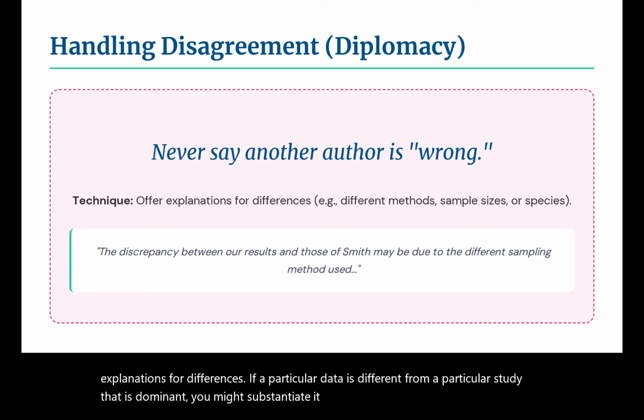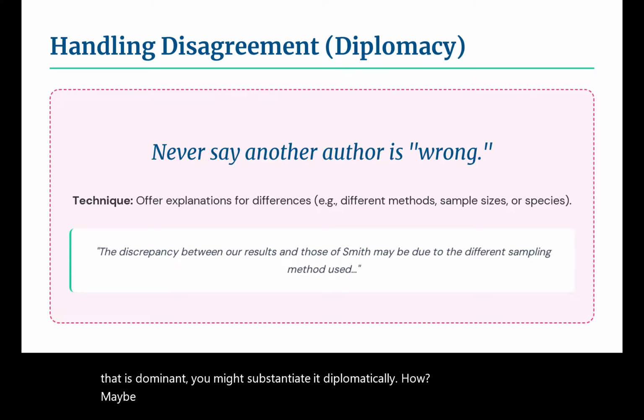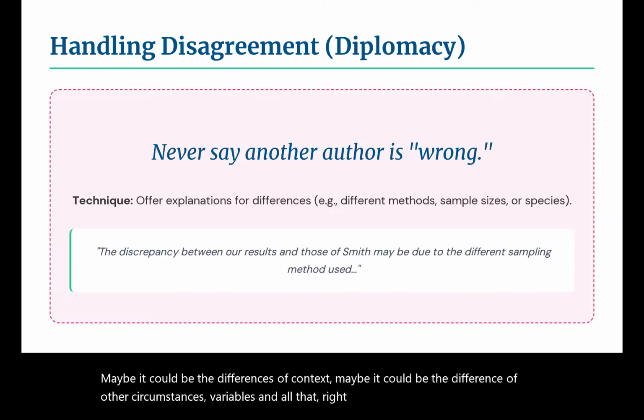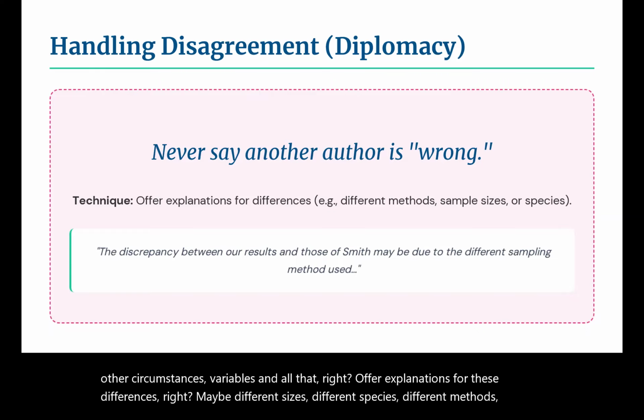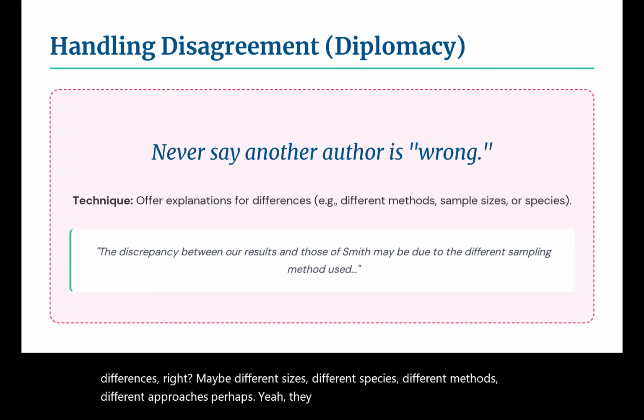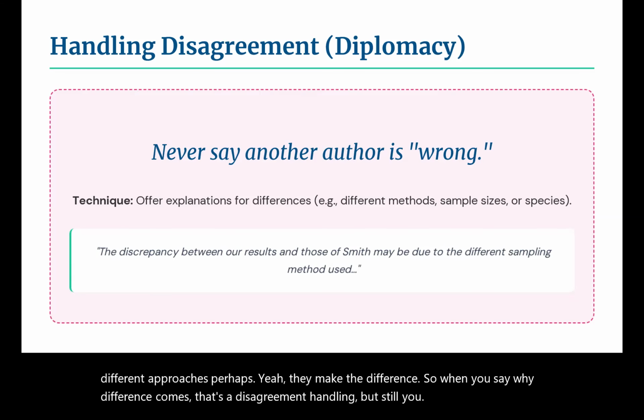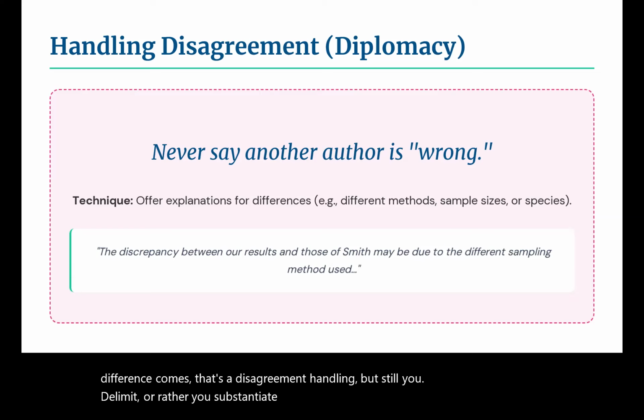How? Maybe it could be differences of context. Maybe it could be differences of other circumstances, variables and all that, right? Offer explanations for these differences. Maybe different sizes, different species, different methods, different approaches perhaps, yeah? They make the difference. So when you say why the difference comes, that's disagreement handling, but still you delimit, or rather you substantiate your explanation diplomatically. How? By giving explanations for them, right?